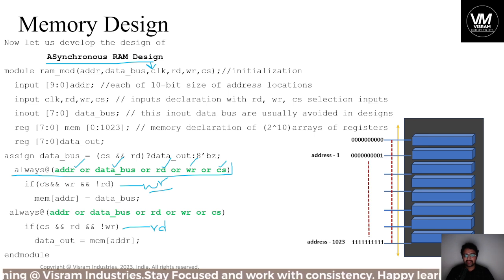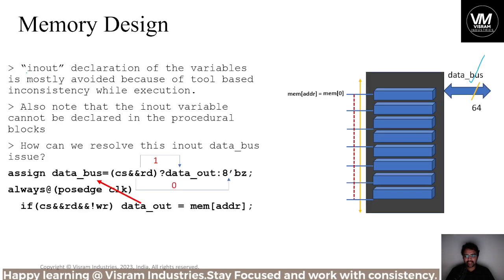If chip select and write are true, that means they are 1, they are enabled, but not read. But for this read process, read should be enabled and write should not be enabled. Okay, so the remaining is the same. Understand the basic difference.